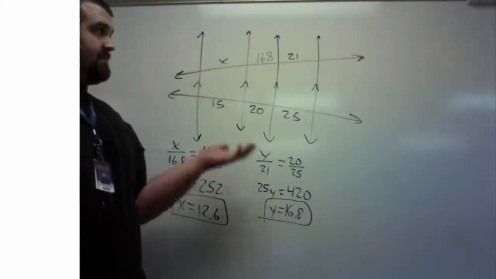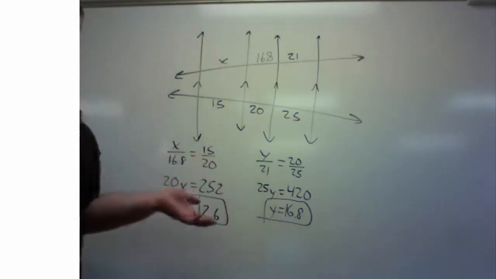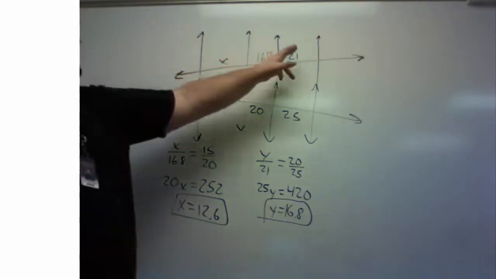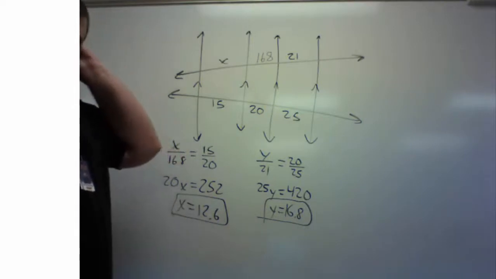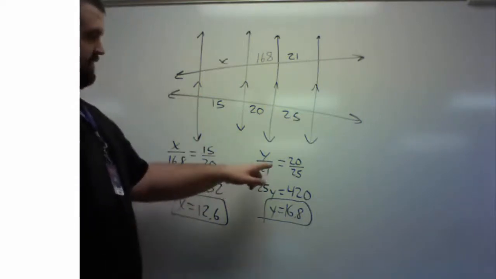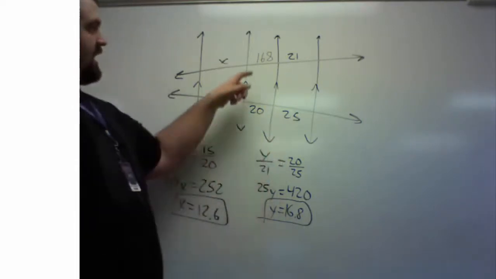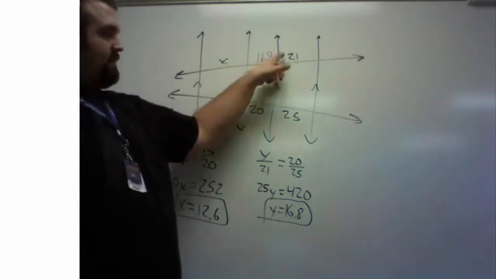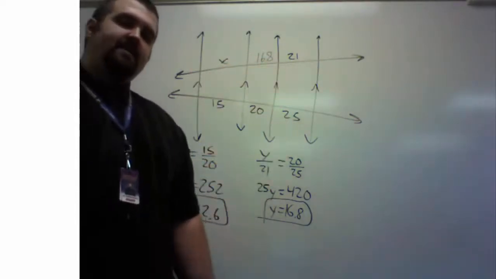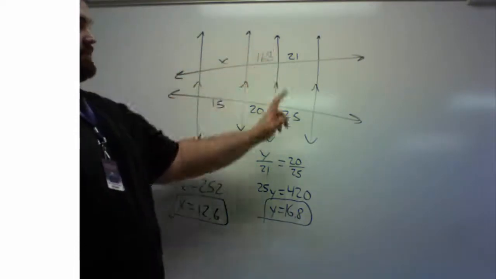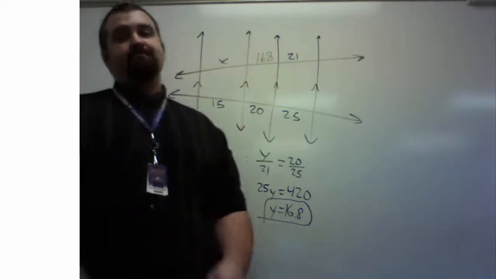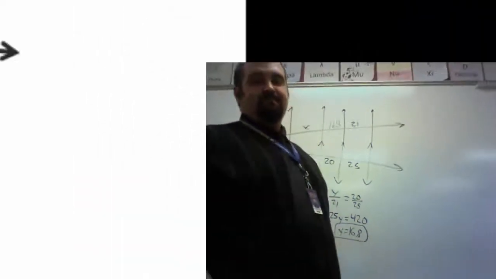So there I go. Setting up the proportions is the tough part. I chose y to 21 equals 20 to 25. It happens that if I would change the means here, I noticed that I could say y to 20 equals 21 to 25. That is another way you could set up this proportion. So I could have done x to 15 equals 21 to 25. It's going to be true. Just the way it works.